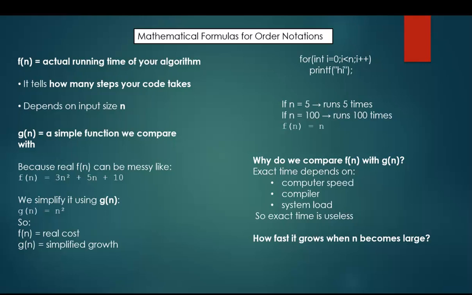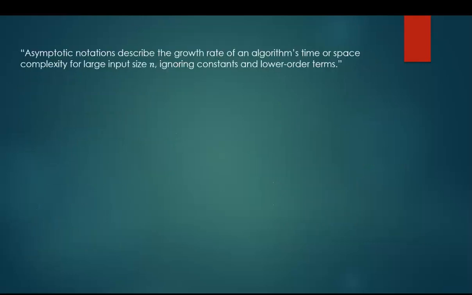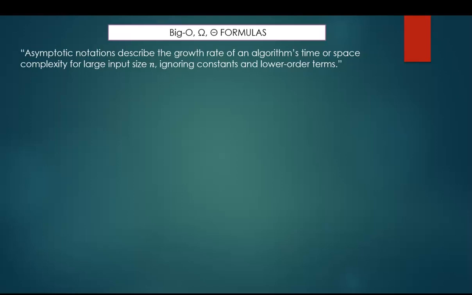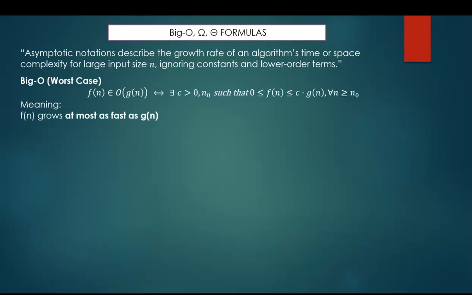You might think, why suddenly f of n and g of n here in terms of big O notations? Yes. So I call something asymptotic notations. These notations describe the growth rate of an algorithm's time or space complexity for large sizes of n, which ignores constants and lower order terms. So getting into the big O, big omega and big theta formulas.